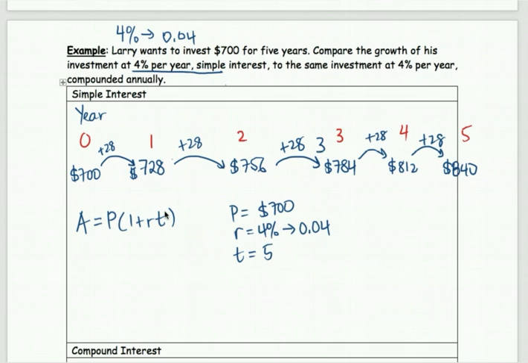All right, so if we plug all of those in, our goal is to find the amount, the future amount of our investment. So we're going to take 700 and then go 1 plus 0.04 times 5, bracket. All right, so BEDMAS says take care of this part first. And that becomes 0.2.